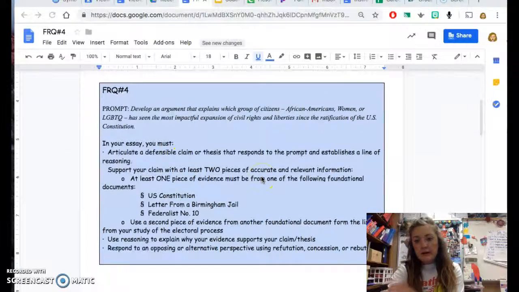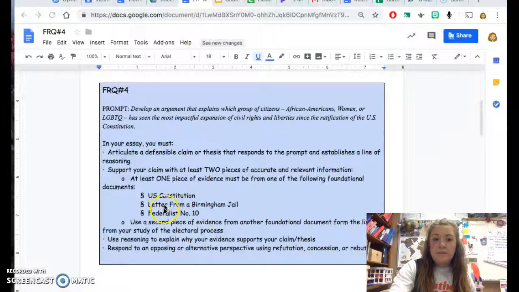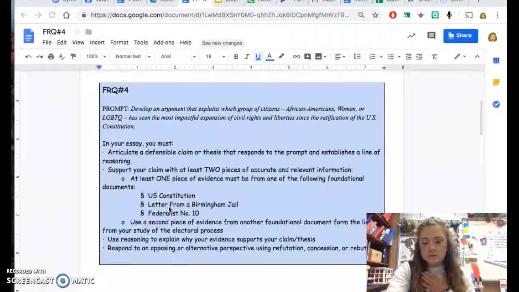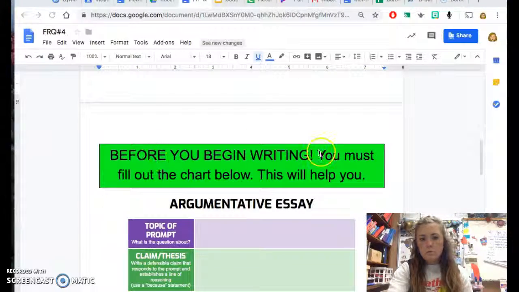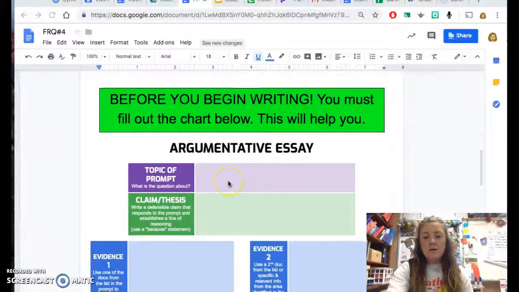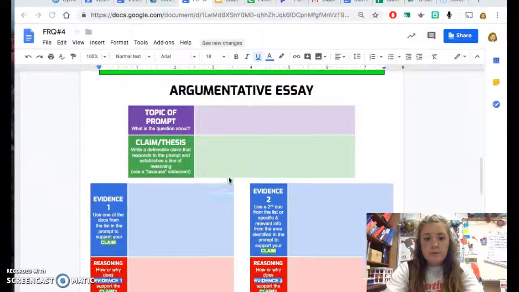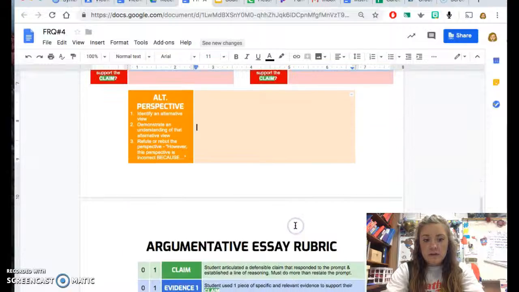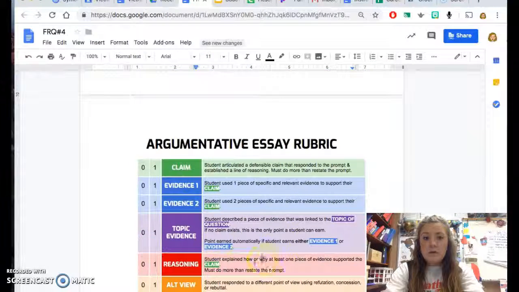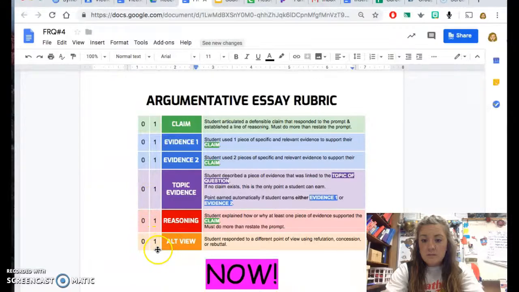You then, here is your FRQ prompt. It is different than this packet, okay? This is your prompt. You've got to use two pieces of evidence. One of them has to be this. The other one can be something else, okay? Before you start writing, you are going to fill this out. Okay, using that prompt, that blue box above, you're going to fill out each of these boxes. Follow the directions, you will be just fine. If you want to work with somebody, you can do so. Here's a rubric. Okay, this is how you get 6 points.